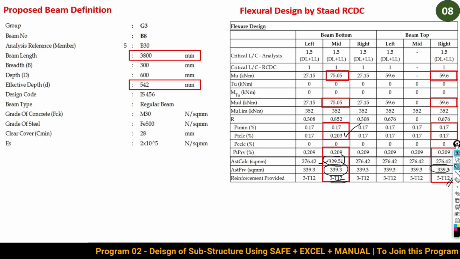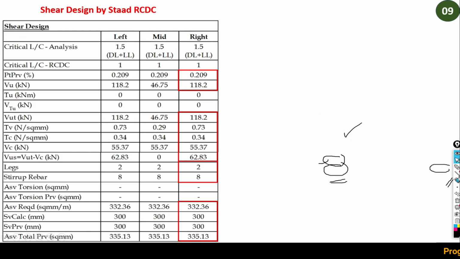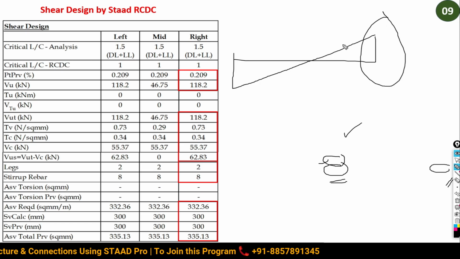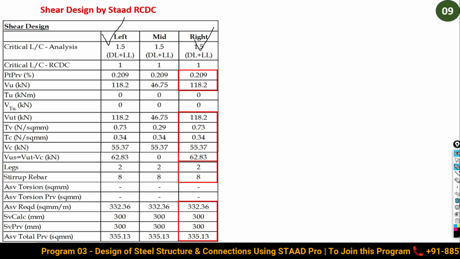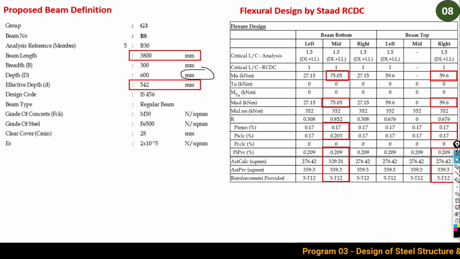So this is the flexural design of the proposed beam by the STAAD RCDC software. Now the shear design. What is the shear design? Obviously for the beam the shear force will be maximum at the end. That's why either you have to consider left end or right end. So here at right end, how much is the percentage of main reinforcement available? 0.209. You can see from here, 0.209.